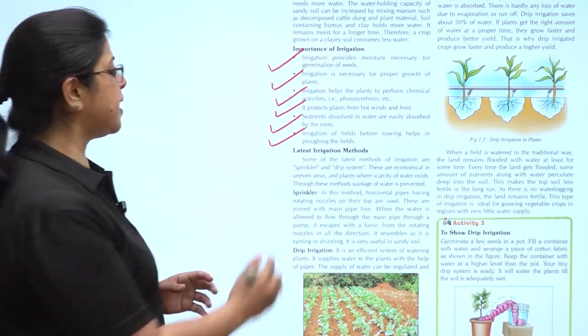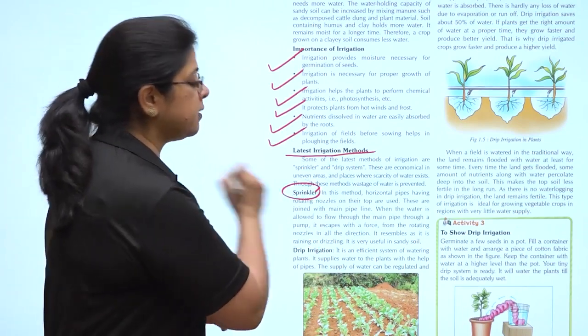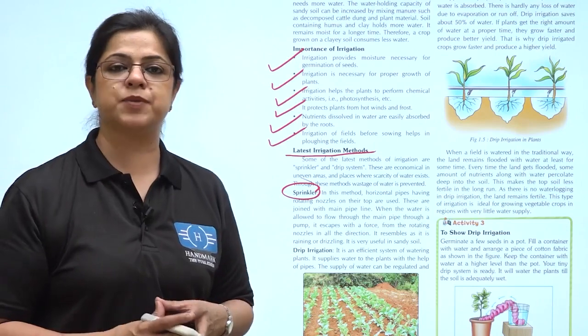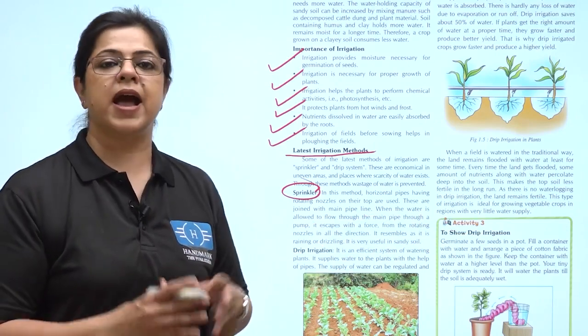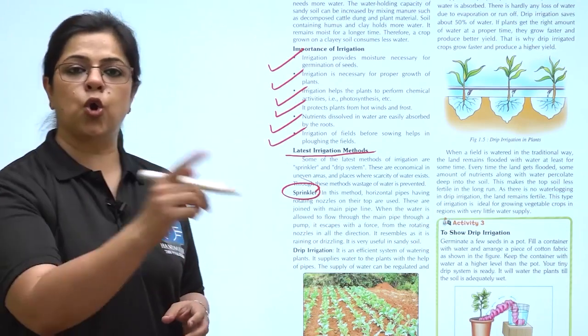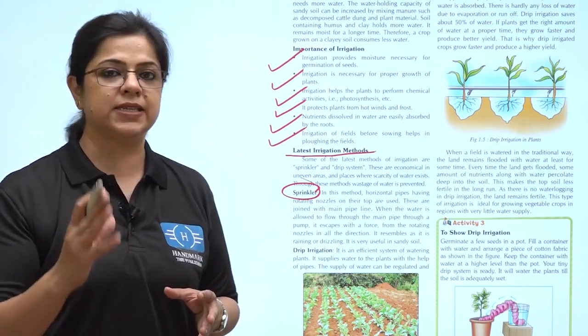Let us understand about the latest methods of irrigation. Sprinkler irrigation. In sprinkler irrigation, horizontal pipes are connected on the ground and they have nozzles at the top. These pipes go in circles and the water is spread equally around the entire field.